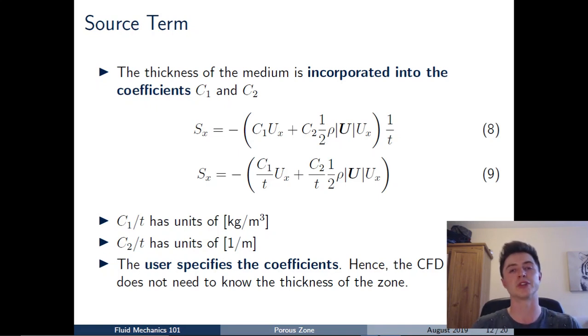So what we're going to need to do now is find a way of specifying and deriving these coefficients, being very careful to ensure that they have the correct units. When we have these coefficients, we can apply them to the CFD code, C1 over T and C2 over T, and that will allow the CFD code to compute the source term locally in the cell that it will then apply to the Navier-Stokes equations.